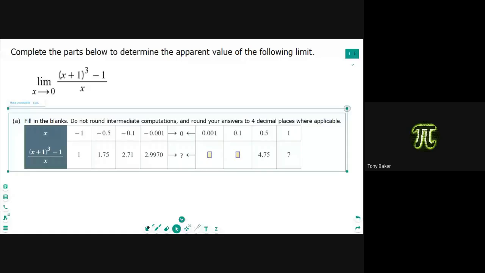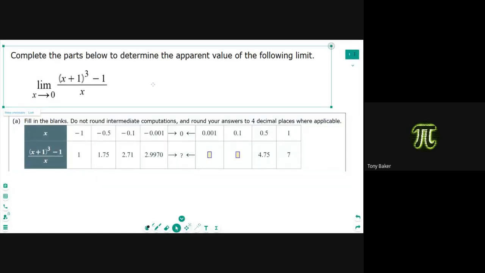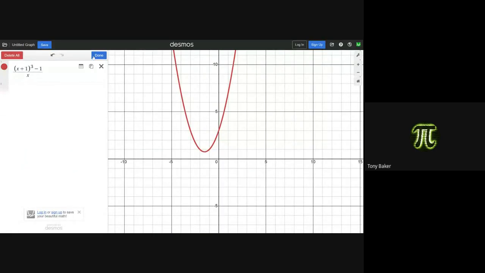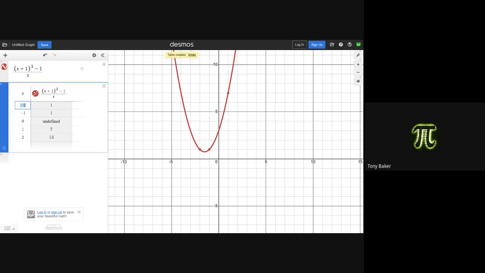So here's the first thing Alex asks you to do. It gives you these, and I want you to fill in the blanks. So on this side, if we plugged in -1 to this equation, you'd get 1. If you plugged in -0.5, you'd get 1.75. This is where Desmos really makes your life nice. So if we go back to Desmos, there's a little gear right up here. If you click that gear, a little table icon opens up. You can now type in any values you want, and it'll give you the answer.